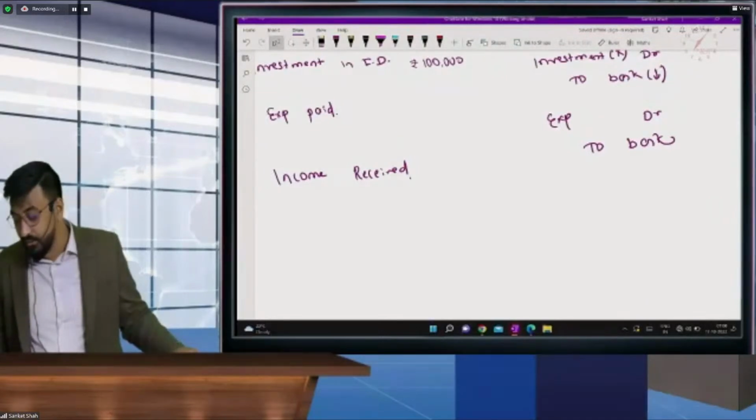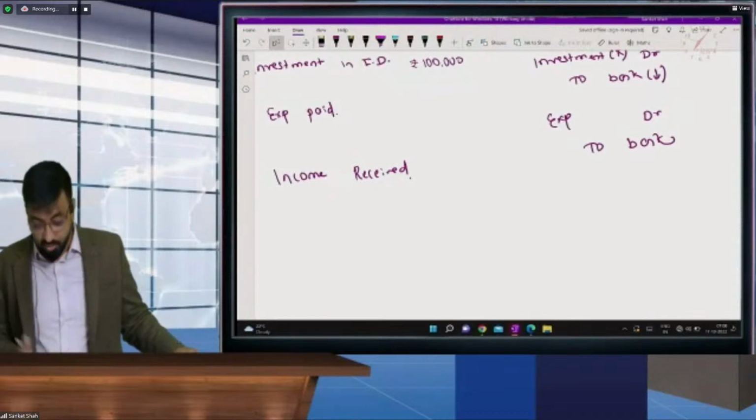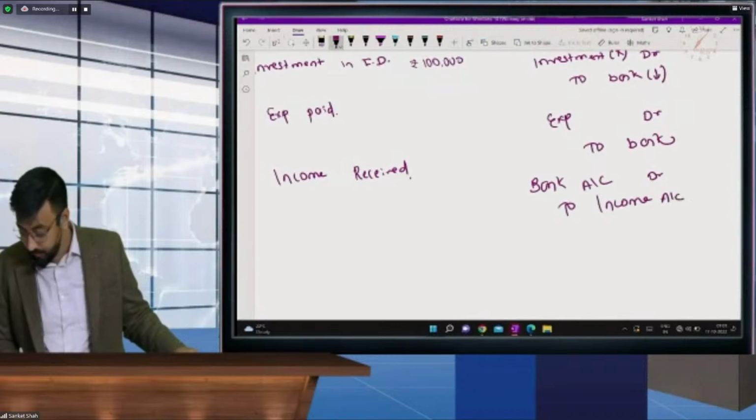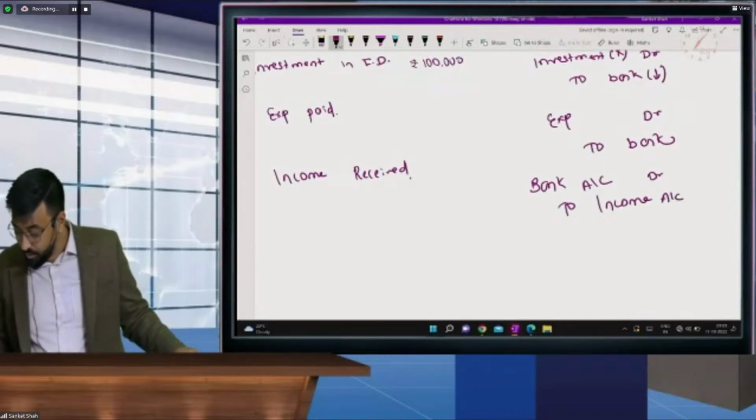Aisha Fatima ji, an entry is never passed with P&L. In P&L, we transfer these entries. Okay. So bank account debit to income account. Bank account debit to income account, and cash account debit to income account.